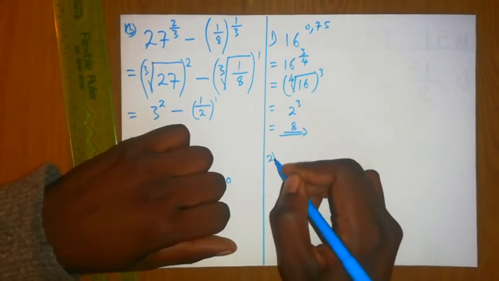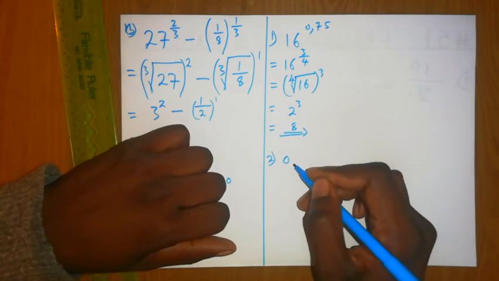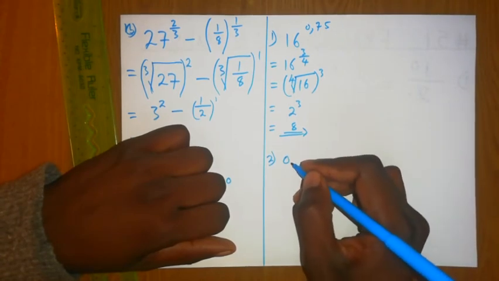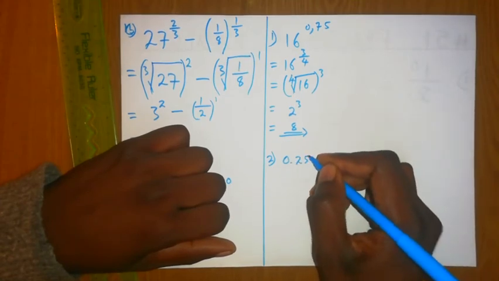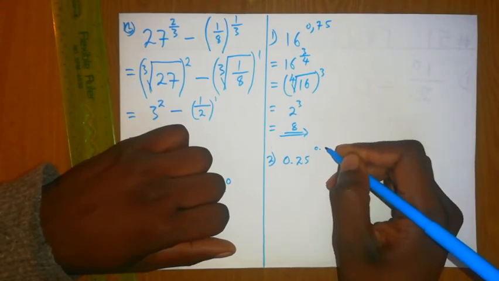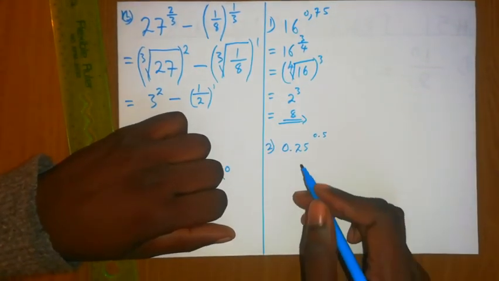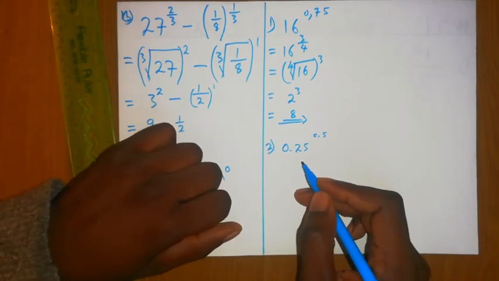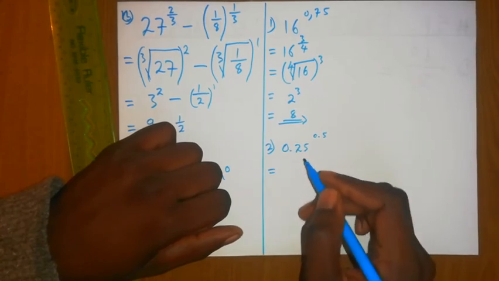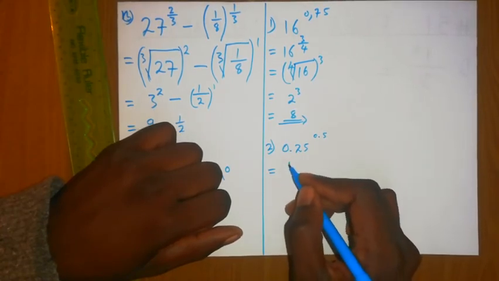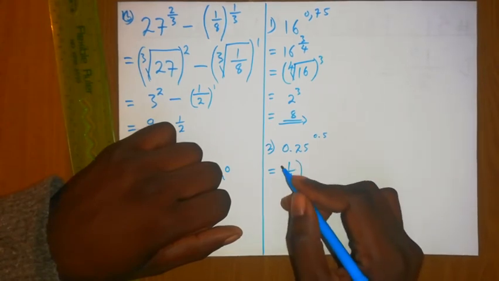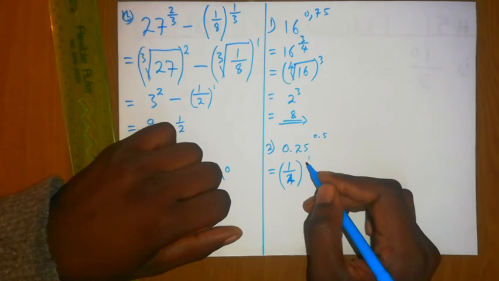I might say number 2, 0.75, 0.25 to the power of 0.5. I have to convert everything into fractions, since these are decimals. So it's going to be equal to 0.25, which is a quarter, raised to a power of 0.5, that's a half there.